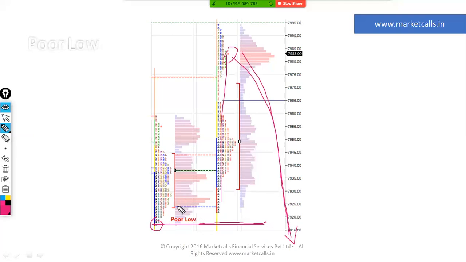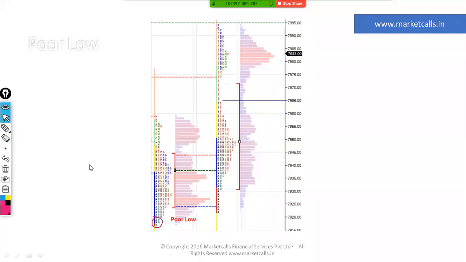All you have to do is see a poor low and wait for the price to move away from the poor low, and you trade against the poor low, which is coming at the initial balance. It means the letters A and B period. Maybe I can show you a couple of poor lows here.